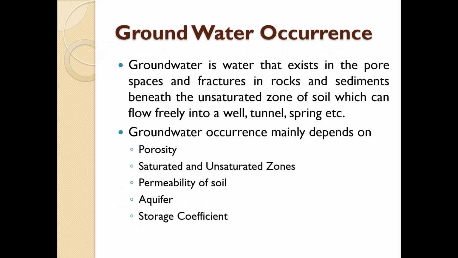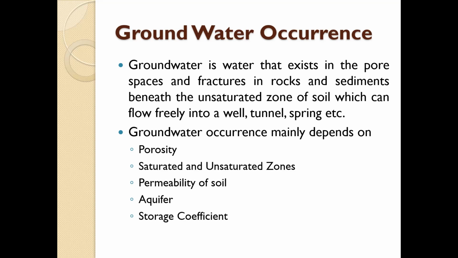Now, groundwater occurrence. Groundwater is the water that exists in the pore spaces and fractures in the rocks and sediments beneath the unsaturated zone of soil, which can flow freely into wells, tunnels, and springs. Basically, it is the subsurface water which flows below our feet, below the ground on which we used to stand. So the groundwater occurrence mainly depends on the porosity and the saturated and unsaturated zones.